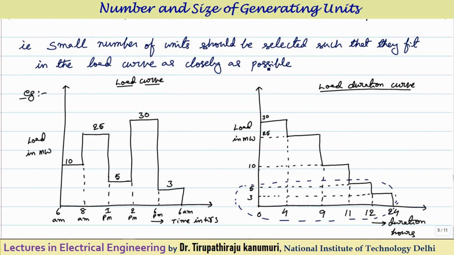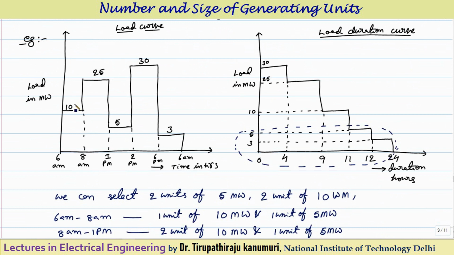So let us take one small example to understand this. I am taking a load curve. This is my load curve. You can see here the load. Here there is 10 megawatt. Then it is increasing to 25 megawatt, then 5, then 30, then 3.